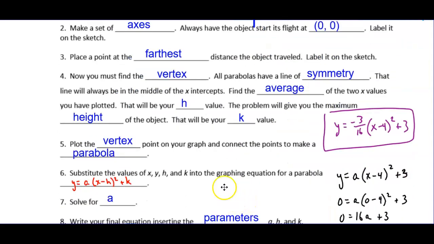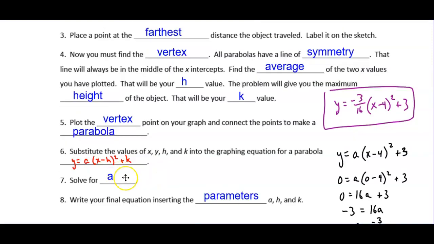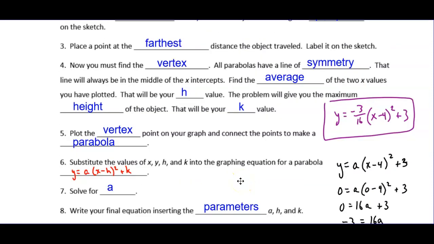Okay, so we've got the vertex plotted on the graph. It'll make a parabola. We want to substitute everything we know, which will be the h and k from the vertex, the x and y from the landing point, or the starting point, either one, and we solve for a. And finally, we just insert the parameters. So those are the directions. You can take a second to pause and copy those down if you need to, and then we'll go through how to set up the problem.